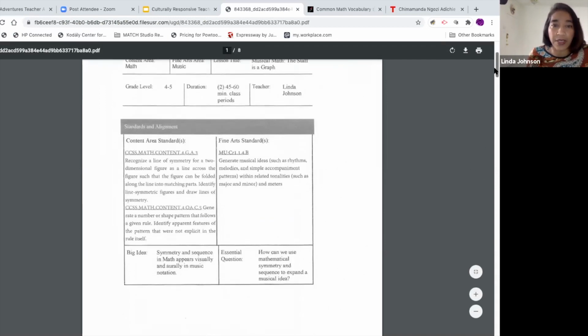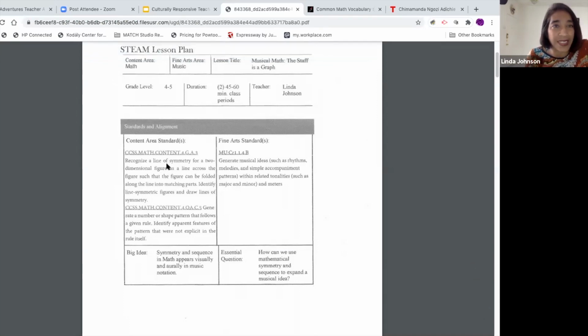So I lined up these standards, and actually I went ahead and did two. This is actually core content, but you can use the Common Core, but you can also use your state standards as well, whichever one works for you or whatever you're using in your district. Here it talks about recognizing a line of symmetry. And the second one talks about generating a number or shape pattern that follows a given rule. And that's how we're going to move things up and down the staff. And then the fine arts standard is just generating musical ideas, such as rhythms, melodies, and simple accompaniment patterns. Here's the word right here, patterns. And that's what we're looking at.